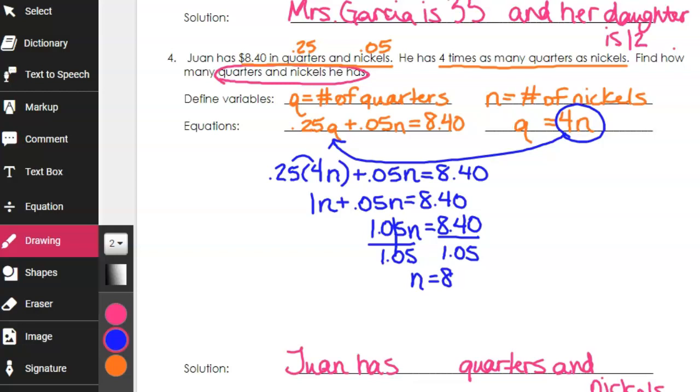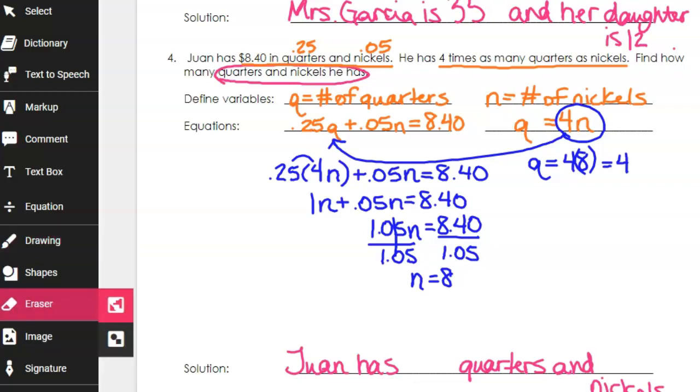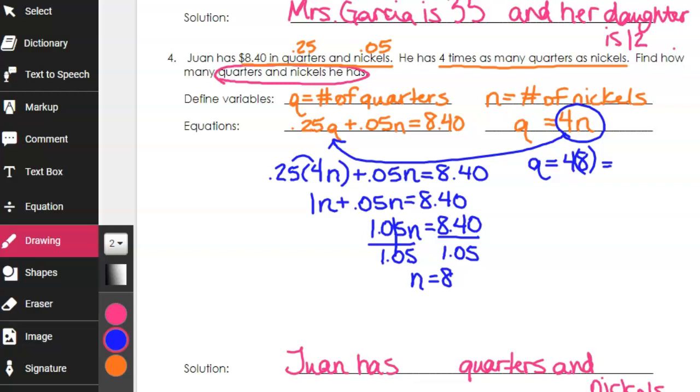But you also need to know how many quarters he has. So I'm going to substitute that in for my N value. The number of quarters that he has is equal to 4 times 8. Ooh, not 48. 4 times 8. 4 times 8 is, man, Miss Belsick can't do math this afternoon. Oh, 4 times 8 is 32. Hopefully this is keeping you up a little bit with me making all of these mistakes on this problem. So Juan has 32 quarters and he has 8 nickels.